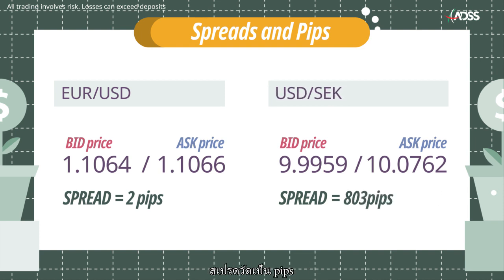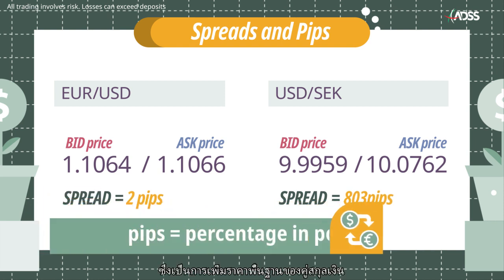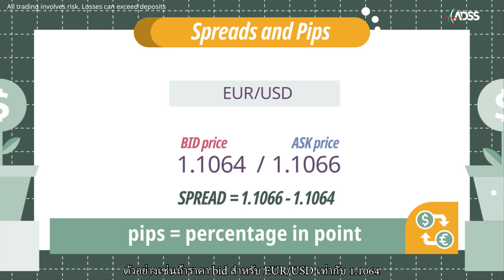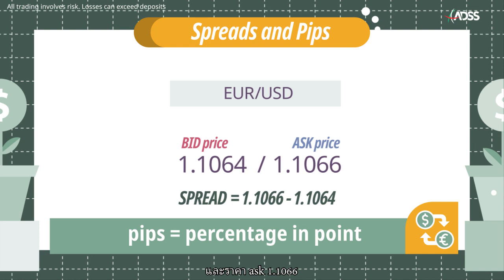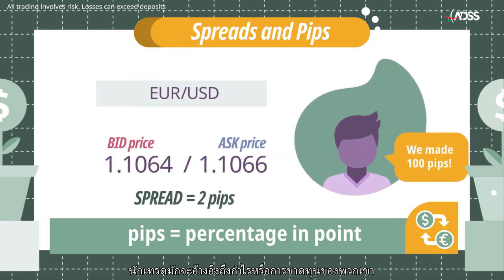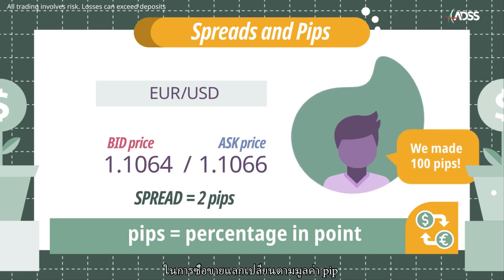The spread is measured in pips, which is the basic price increment of a currency pair. For example, if the bid price for Euro-USD is 1.1064 and the ask price is 1.1066, then the spread is measured as 2 pips. Traders often refer to their profit or loss on a Forex trade by the pip value.